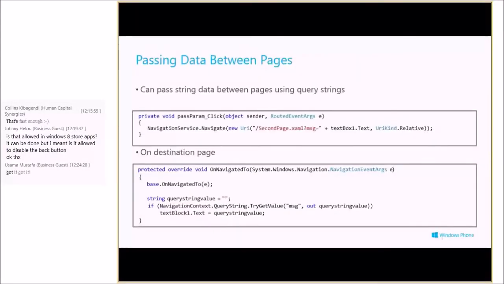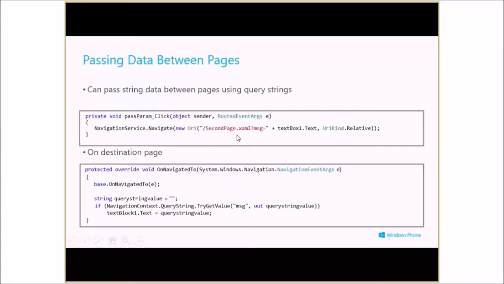So again, this is how you pass it. You just add a label to the query string that you want to send, for example message, MSG, country, whatever you want, and then you add equals. And don't forget the question mark after the page. So you add the page, followed by a question mark, followed by the label of the string that you want to pass, then an equal sign and then the value of the string.